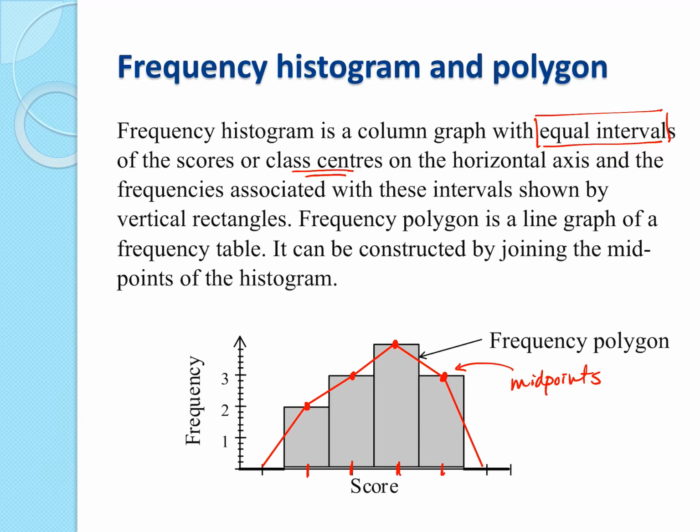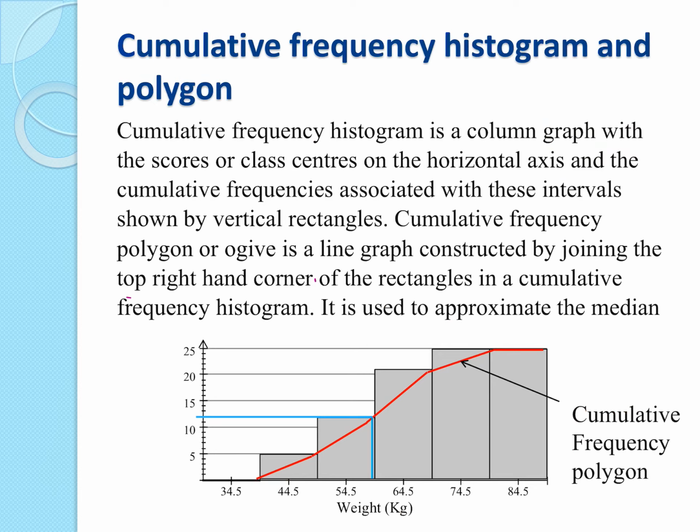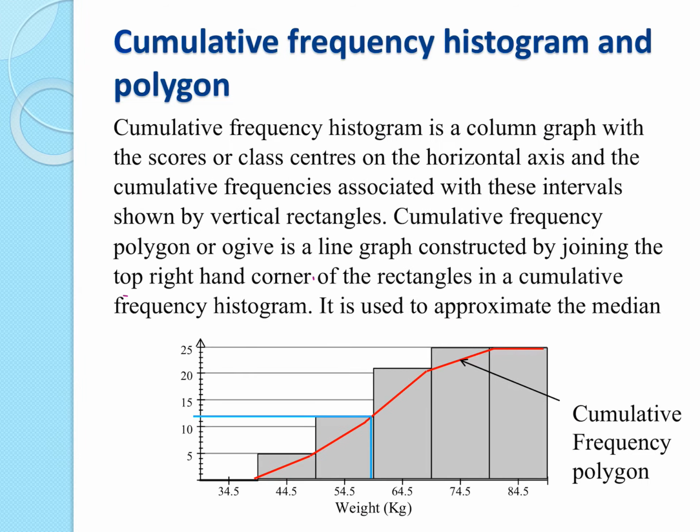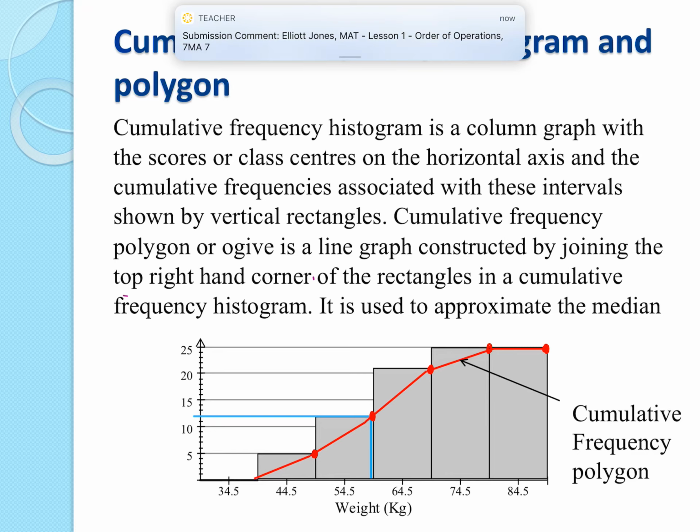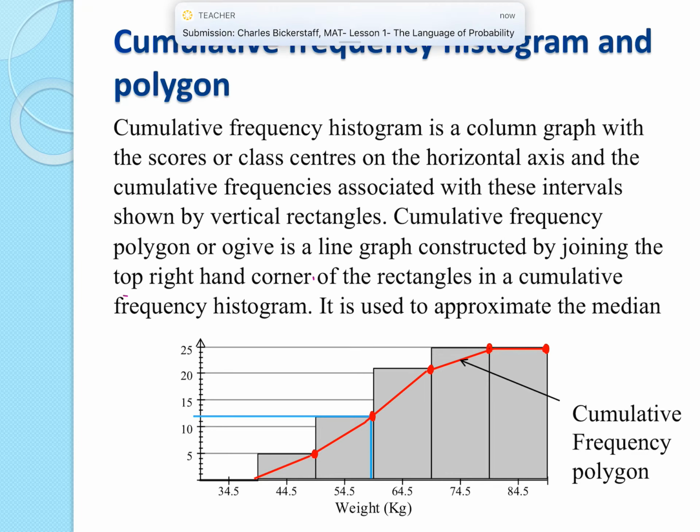And then lastly, the cumulative frequency histogram is similarly from the cumulative frequency table, same thing that you just explored, except notice that the cumulative frequency polygon, these don't go to the midpoints anymore. They go to the upper right-hand side of each of these vertical rectangles.